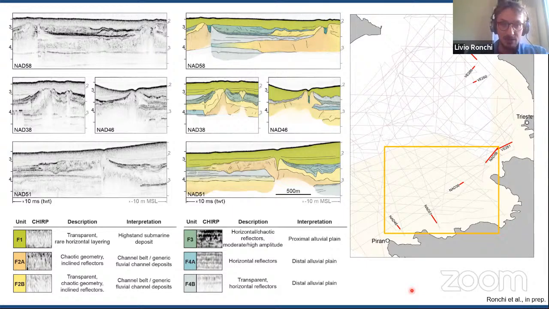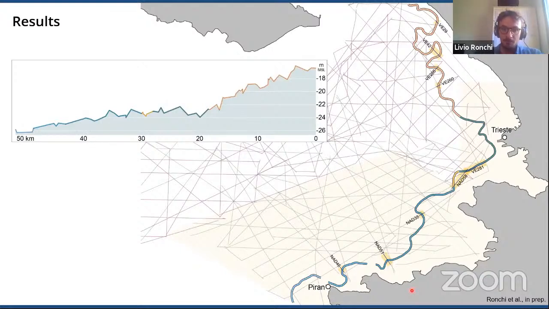This allowed us to produce this reconstruction, so the longitudinal profile of this ancient channel and also the plan form. So this was the part already published. We attached this portion here, reaching almost 50 kilometers of length for this channel.